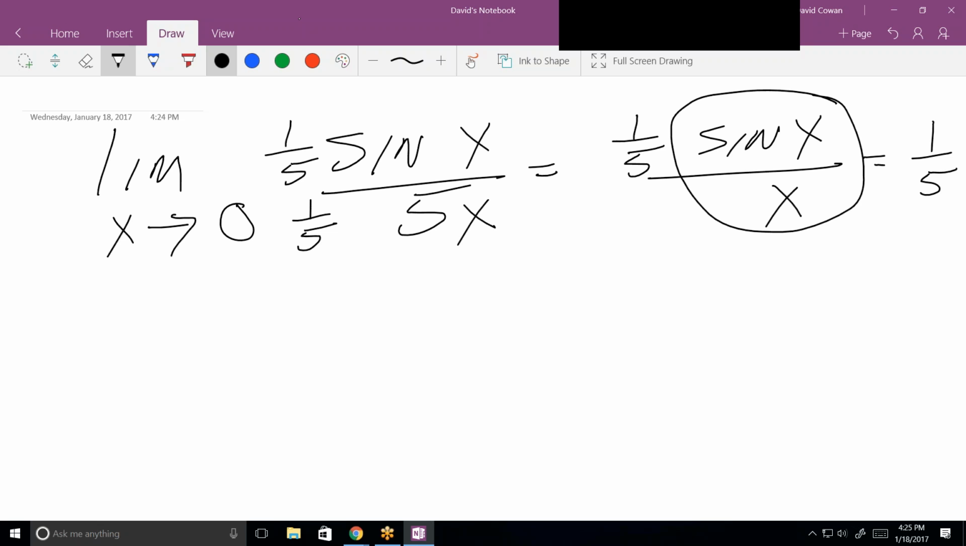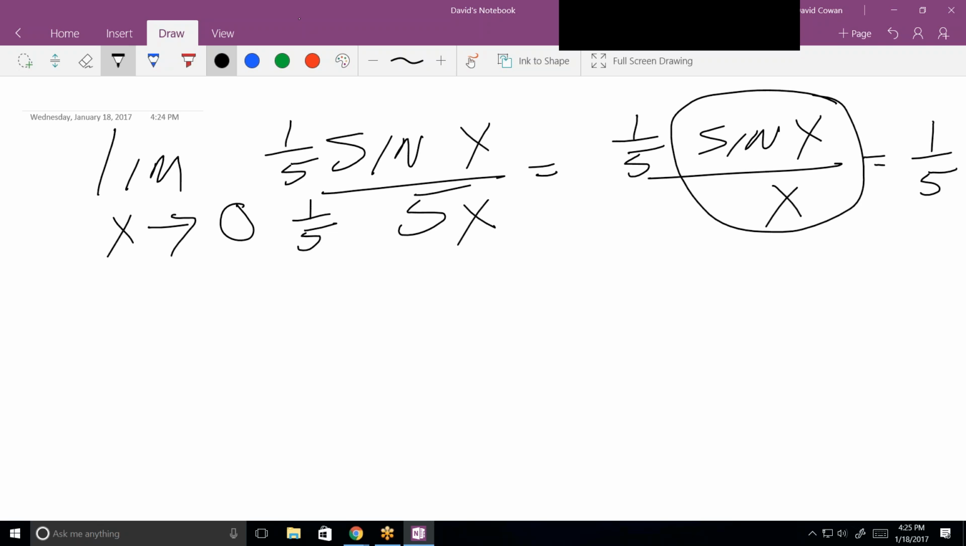Okay? And that's pretty much the third method of doing limits, and I don't know of any others. I only know of 3 methods. And between these 3 methods, you can solve all limit problems.